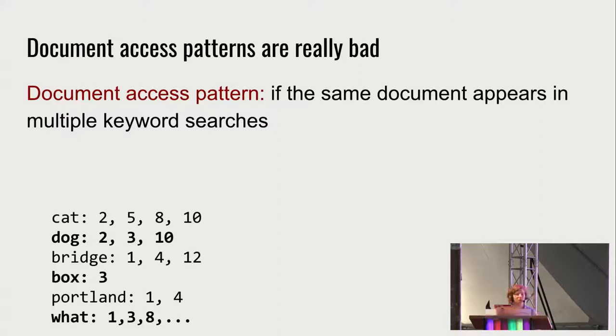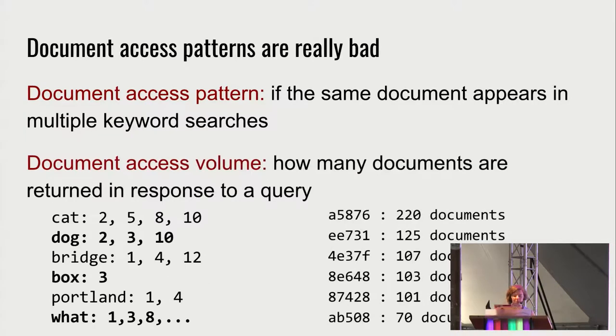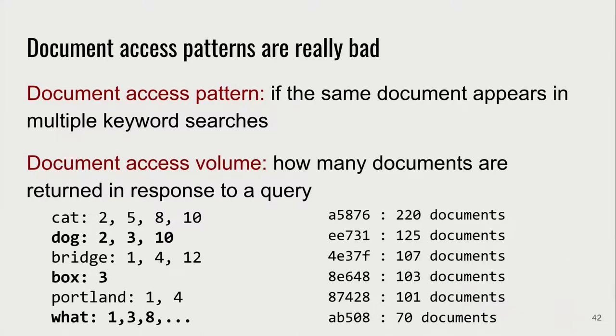But it turns out that the things that we were allowing to leak are really bad. So that document access pattern that I mentioned before, and also document access volume, which isn't necessarily just which documents are in a query, but just how many total are given in response to a single query. With just those two patterns, a paper from about last winter, 6 months ago-ish, was able to completely reduce it as if it were just a tokenized database.